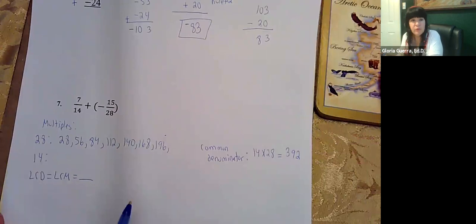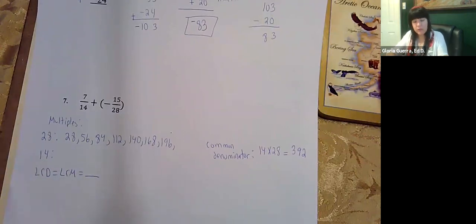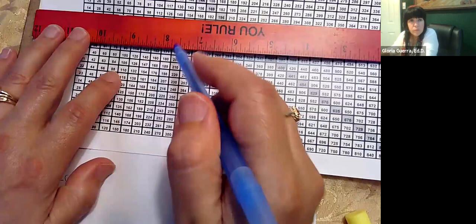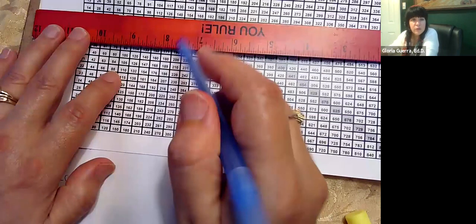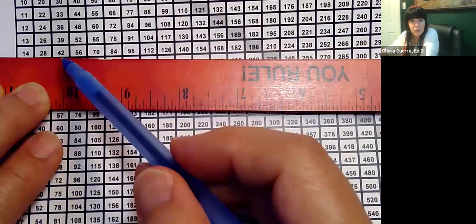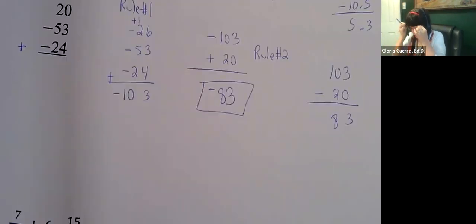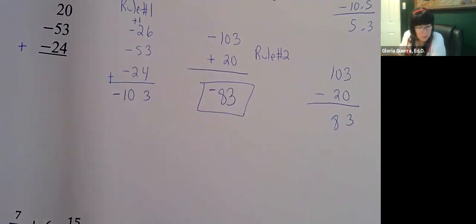Okay, and I'm pretty sure we're going to find something smaller than 392 when we find the least common denominator. So with 14, we have, see, 14 times 1 is 14, 14 times 2 is 28, 14 times 3 is 42, 14 times 4 is 56, 70, 84, 98. So let me write those down. So I have 14, and then I'm adding another 14, and that's 28. I'm adding another 14, that's 42.